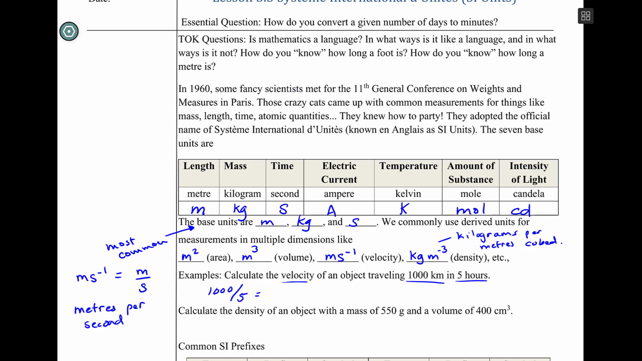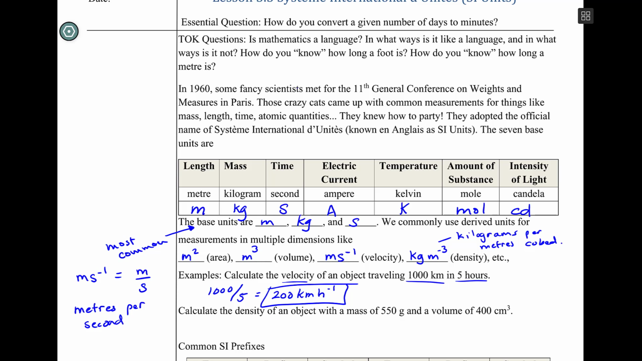1,000 divided by 5 is 200, but we need to think about what the units are. 200 kilometers per hour, right? Kilometers were in the numerator, so that has a positive exponent, but hours was in the denominator, so that has a negative exponent, and that's how we would write it. 200 kilometers hour to the -1. Okay?